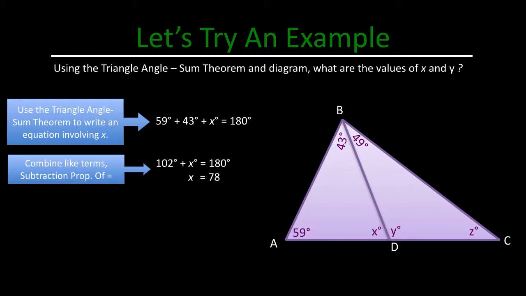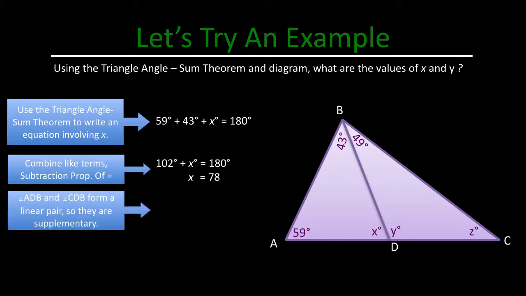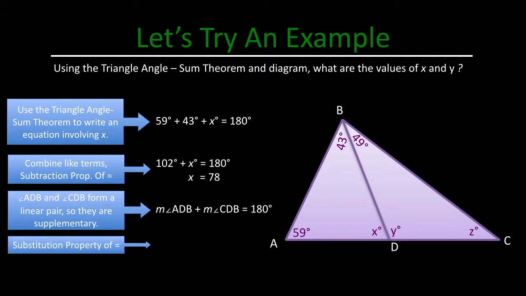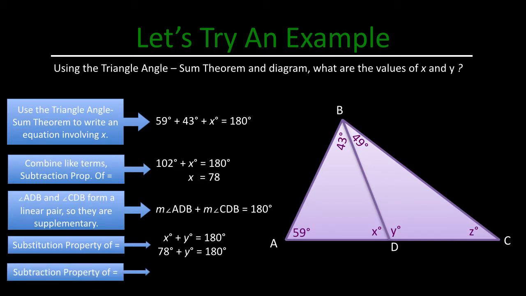Now let's look at angle ADB and angle CDB. They form a linear pair, so they are supplementary, which means they equal 180 degrees. So we have the measure of angle ADB plus the measure of angle CDB equals 180 degrees. We can use our substitution property to plug in the degrees we already know. So x plus y equals 180 degrees. We know x equals 78, so 78 degrees plus y equals 180. Now use our subtraction property of equality and we'll get y equals 102 degrees.